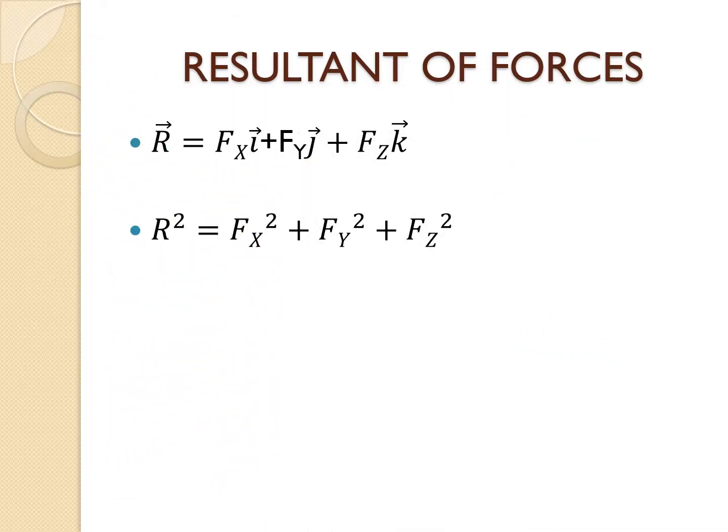The resultant of the forces acting in space can be found out using the relation R vector is equal to fx i vector plus fy j vector plus fz k vector, and the magnitude of the resultant can be found out using the equation R square is equal to fx square plus fy square plus fz square. After getting the magnitude of the resultant, the direction of the movement of the object along the resultant can be found out.